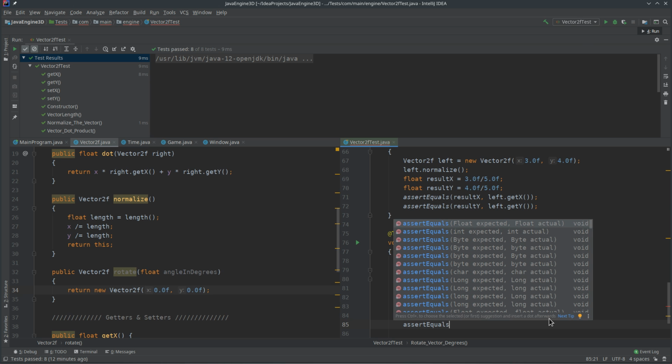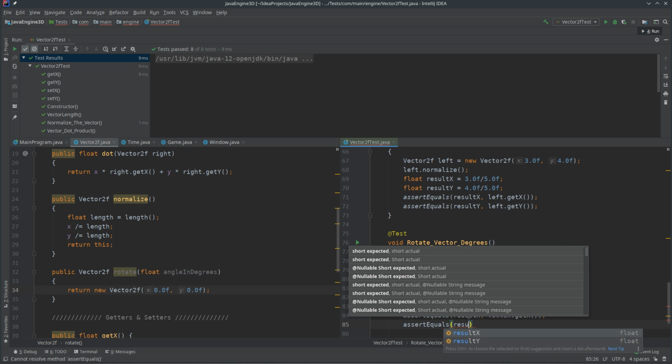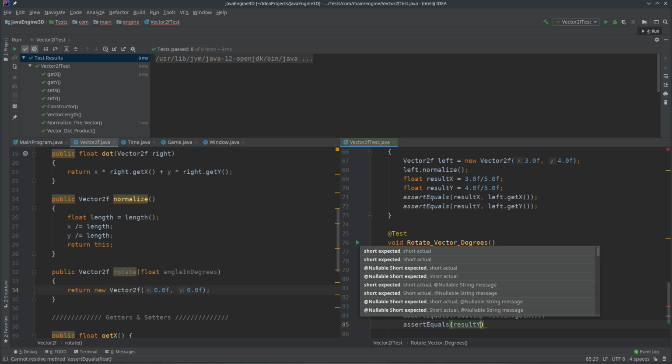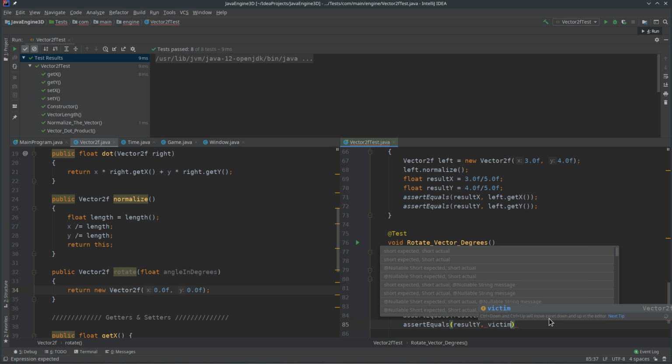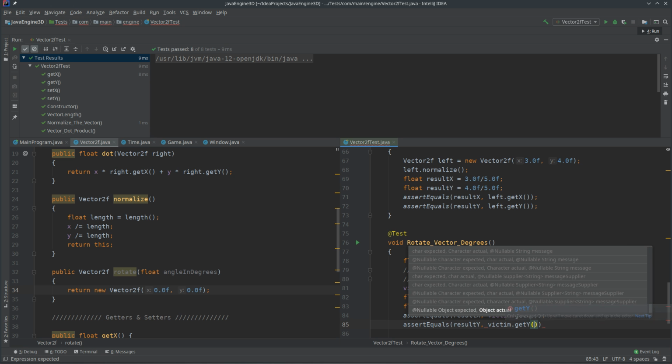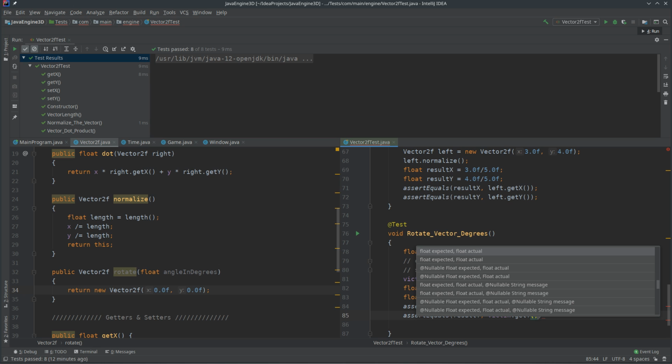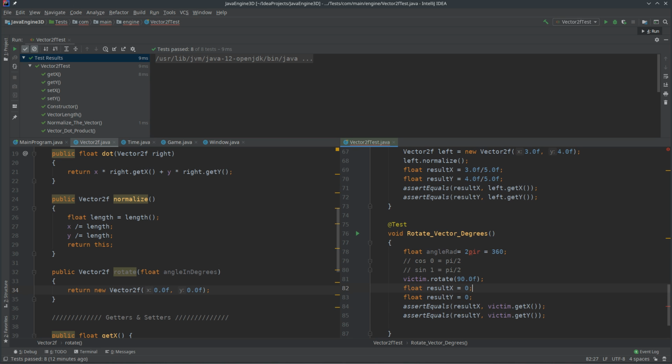Is equals, and that will be result y. Yeah, not equals, comma, and it's victim dot get y. Okay. And we need to know what those results are going to be. Interesting. All right.